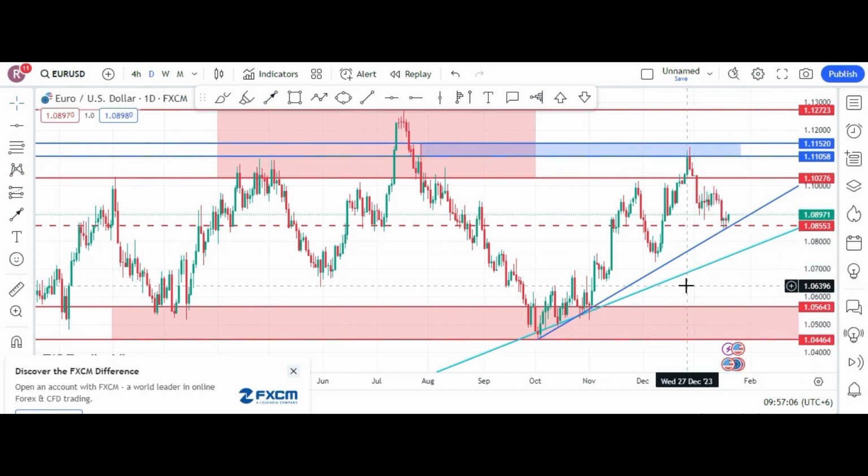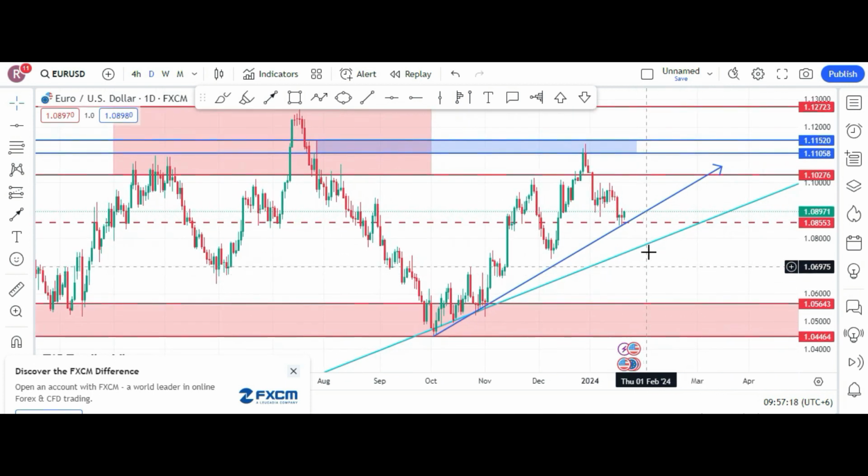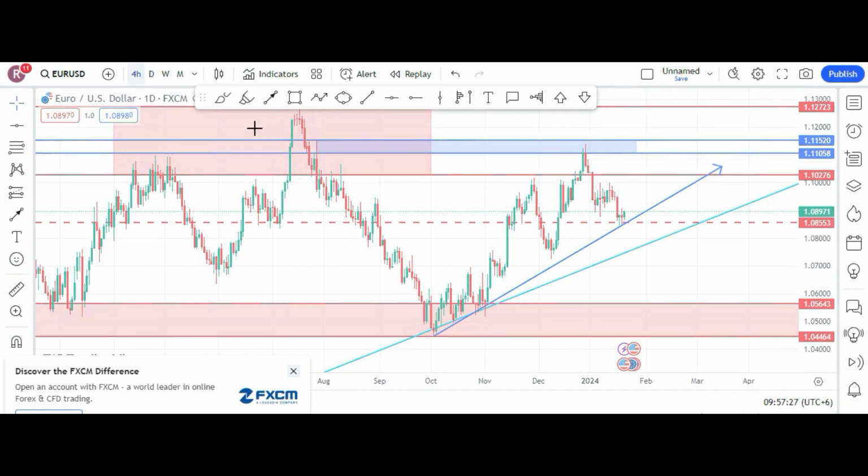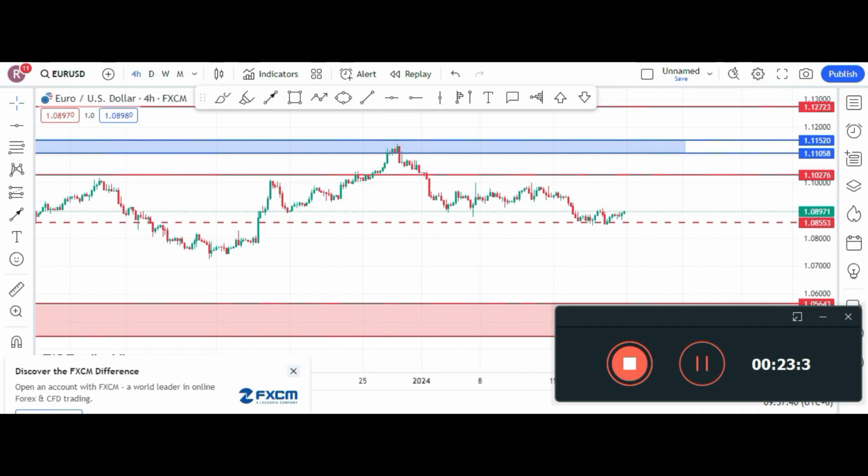But if it does not, due to this monthly 50% and the daily trend line, and if it is pushed up, then we have a bullish bias trend again back in the system. Anyhow, let's go to 4 hourly. Let's get back to 4 hourly.